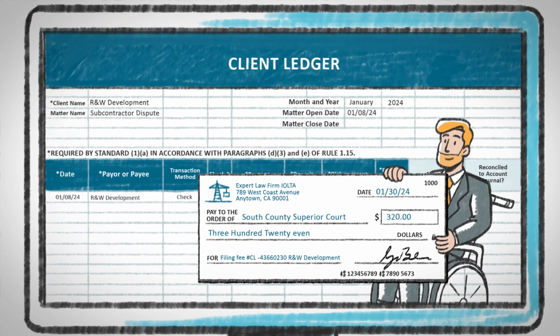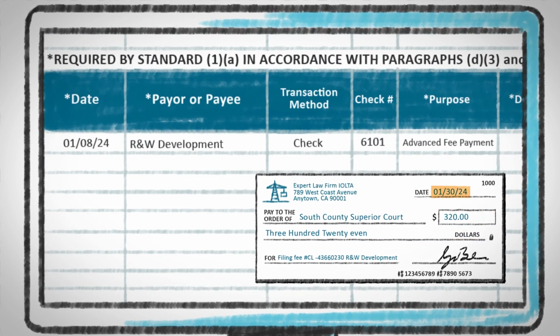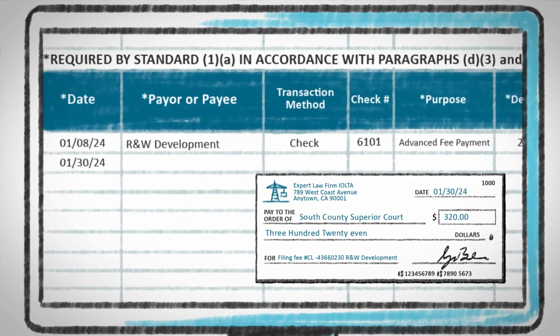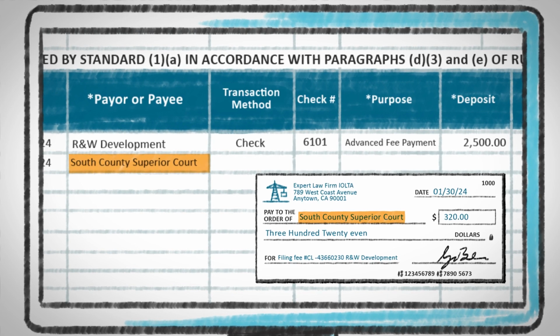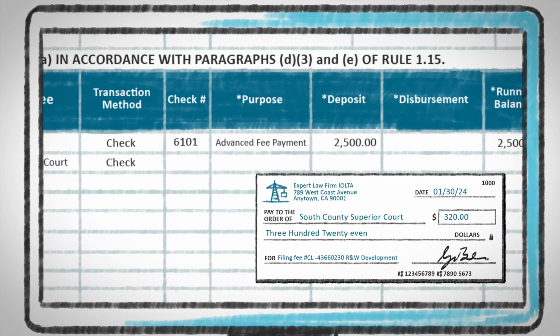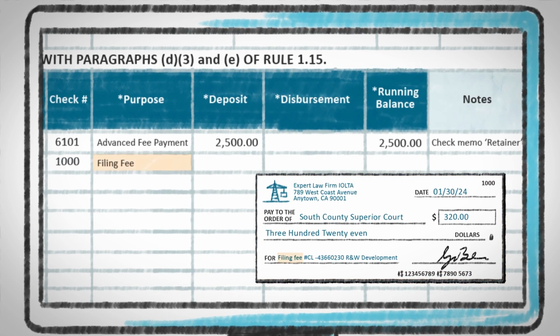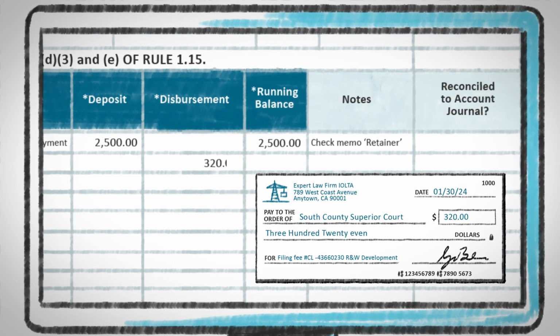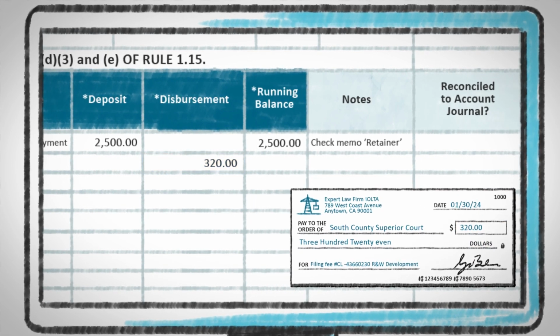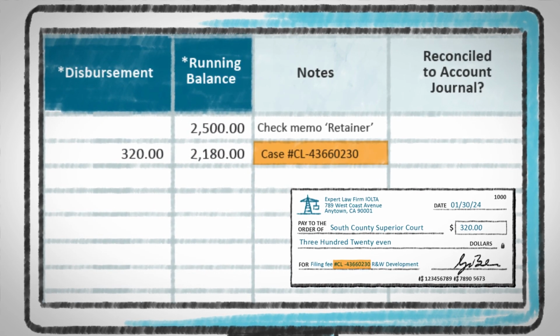Let's add a new transaction. You file a complaint in South County Superior Court on behalf of your client, R&W, and issue a check from the trust account to pay the $320 filing fee. Let's record when the disbursement took place. Next, let's record who the check is disbursed to. How did the transaction occur? What is the purpose of this transaction? How much is the transaction? The running balance is automatically updated. You may add information to the notes column.